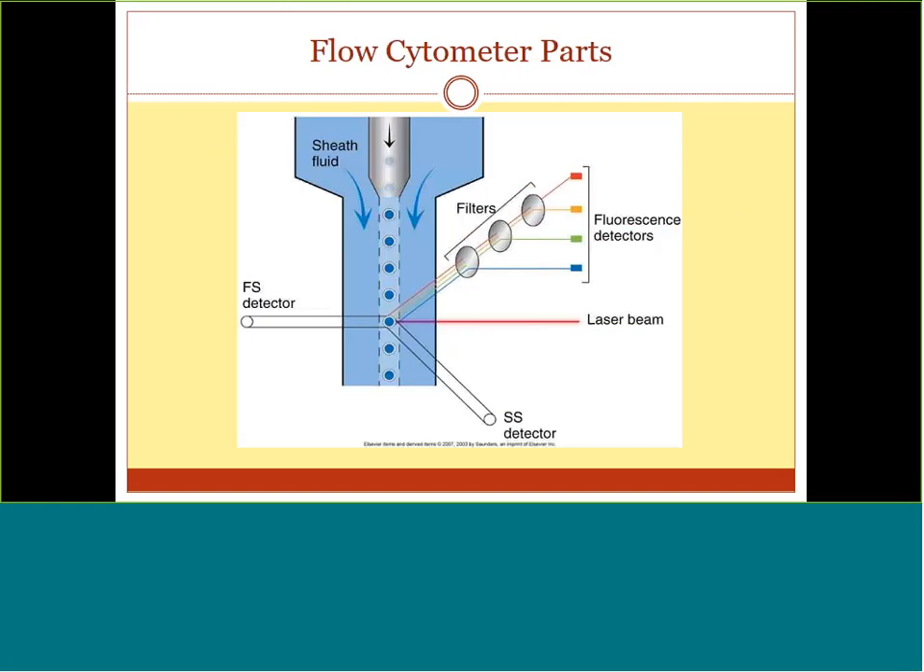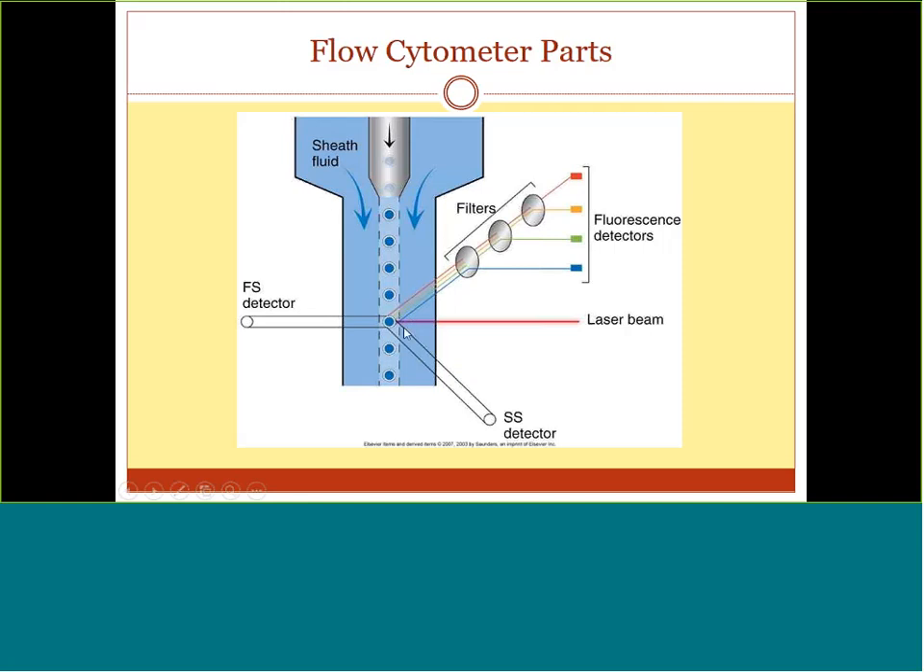So this is kind of a picture overview of what it looks like. You see the little round blue things are each cell. They're going to pass individually in front of that light source, in this case that laser. You have the forward scatter detector off to the left side. You have the side scatter down to the bottom right. Those are going to, again, give a size and complexity of the cell.